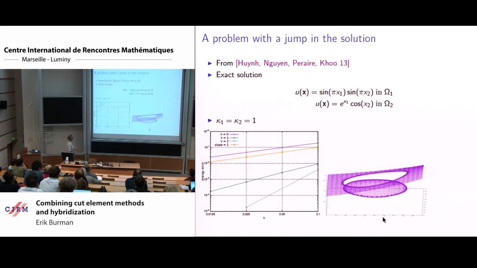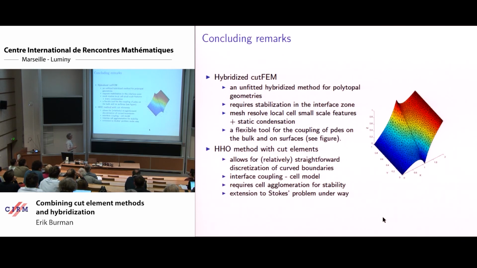And here we have a problem with a jump. So you see what the solution looks like here. Both the solution and the gradient jump. Here we have three different approximation orders. We have first order approximation has optimal convergence, second order approximation has also optimal convergence, and third order has optimal convergence. So this works for these test cases as expected. Okay, I will end there.